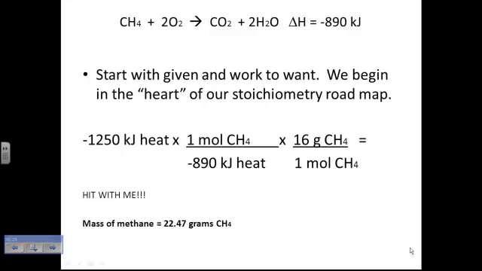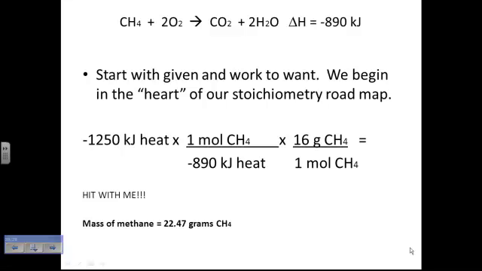Given comes from the end of that sentence, the delta H information. From the balanced equation, negative 890 kJs of heat are released. The want over given stoichiometric ratio is 1 mole of methane over negative 890 kJs. Now we need to go out one more step to change moles of methane into grams of methane. Mole times molar mass. Adding up a carbon and 4 H's gives me the molar mass of 16 grams per 1 mole.